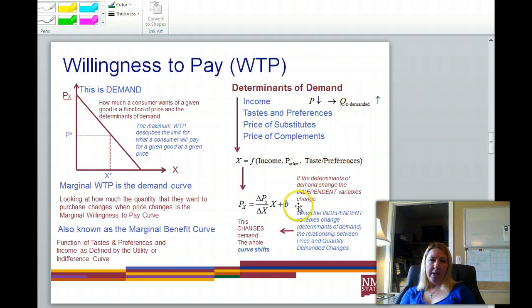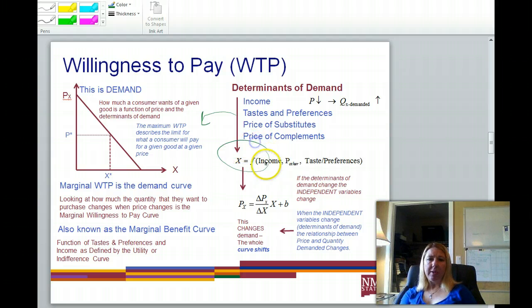So the willingness to pay is just kind of continuing on with what we were doing. We've got demand, and demand is downward sloping, and marginal willingness to pay is the demand curve, and it's also known as the marginal benefit curve. Some of the things that underlie demand relate to the utility function, and these are the determinants of demand: income, taste, preferences, prices of substitutes, and prices of complements.